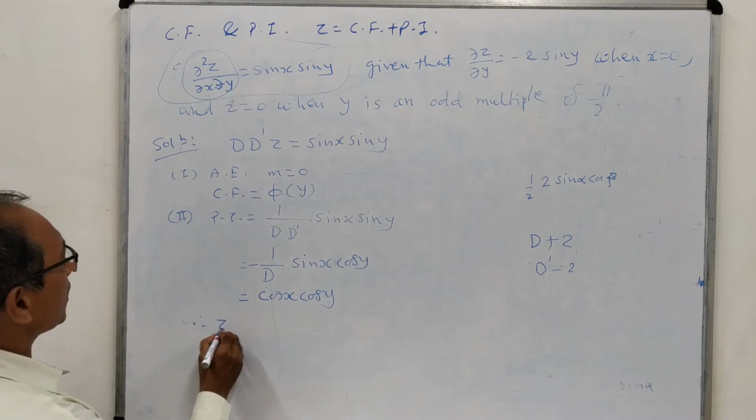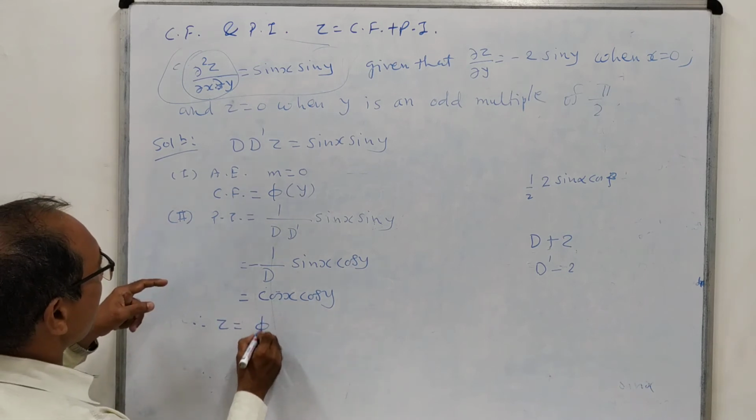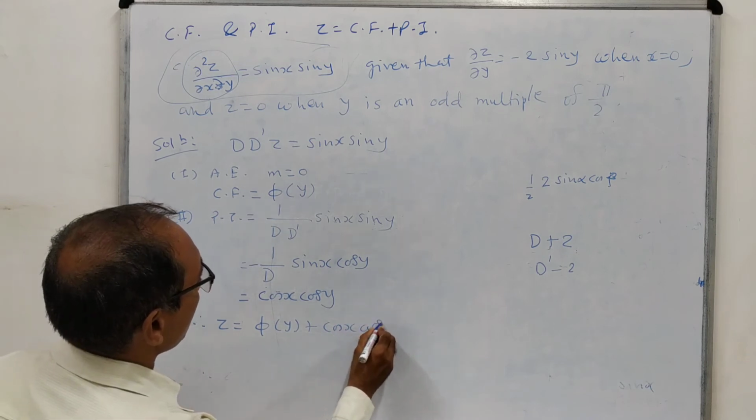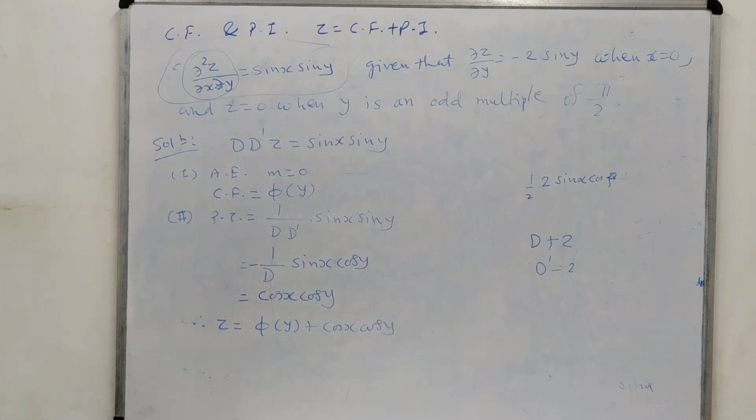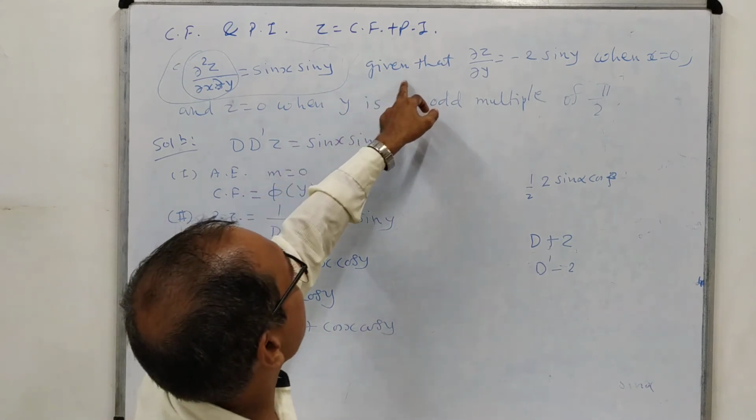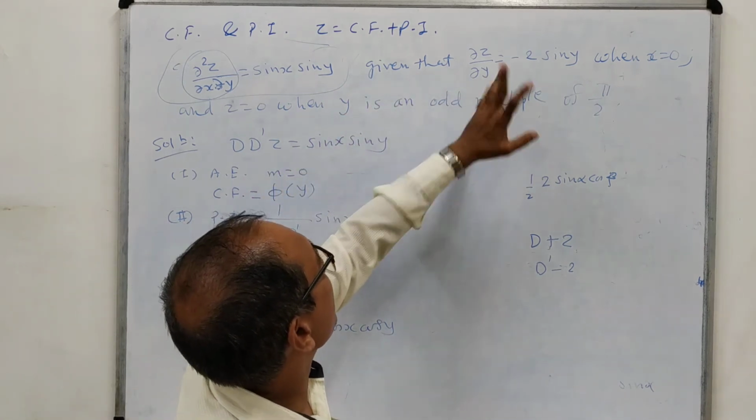And therefore our general solution is z equal to CF plus PI, means phi y plus cos x into cos y. So are you clear with this? Cos x into cos y. Okay.